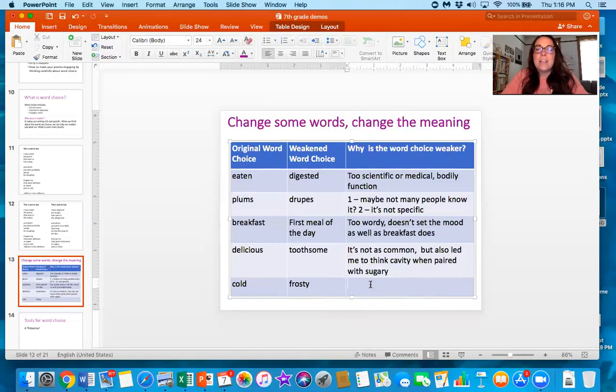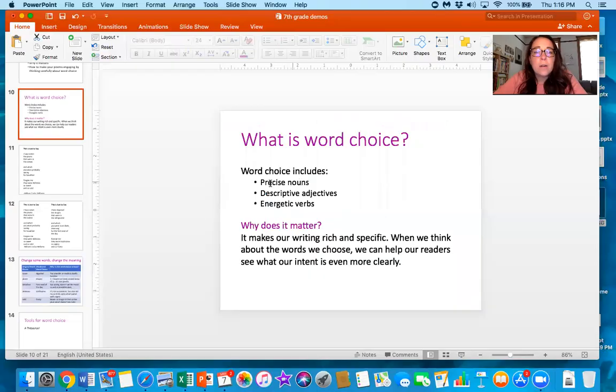No. So I would say frosty is the weaker word choice because it makes an image of frost on the plum, which doesn't seem delicious or tasty. So I guess what we want to teach you today is that with word choice, when you pick very specific nouns, adjectives, and verbs, you can make pictures very clear for your reader, and you can make the mood and the tone have a certain energy that you want to give.